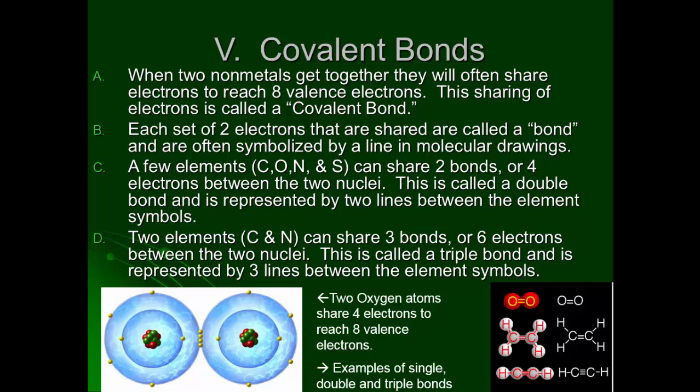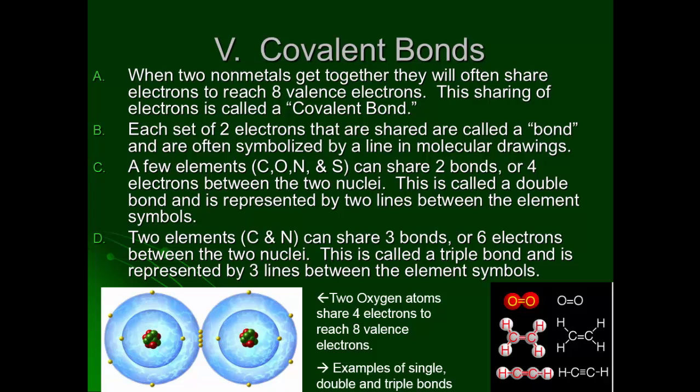Then the third type is covalent bonds. This is when you get two nonmetals together. Now nonmetals, they each want to add more electrons to what they're doing. But because they all want to add, the only way they can do that is if they start sharing. So they'll get together and they form what's called a covalent bond. They'll share 2 electrons, or a few elements can share more than 2.